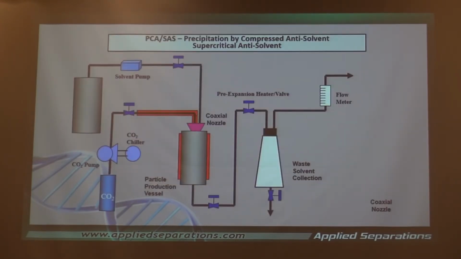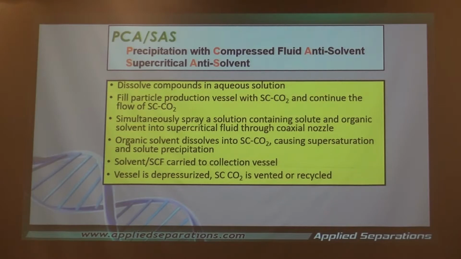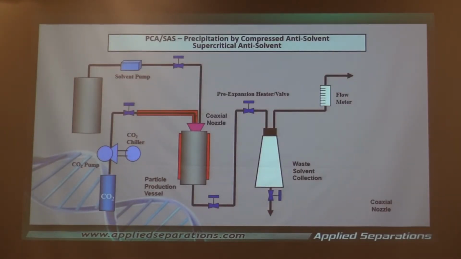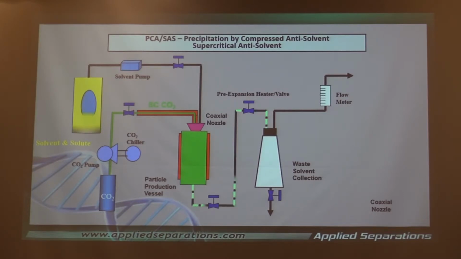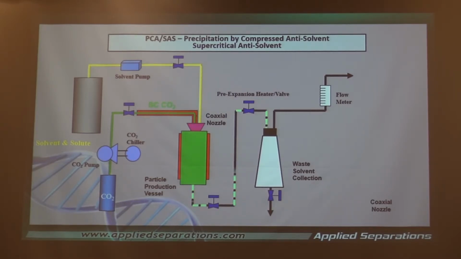So now, let's see. I just did that one, didn't I? No, okay. I want to do PCA. What we're going to do in this one is we've got CO2 flowing again. This time, we're going to spray it through a coaxial nozzle. I'm showing that right here. We do the same thing, bring our solvent and our solute through. But this time, instead of just putting it in, we're going to spray it through this nozzle.